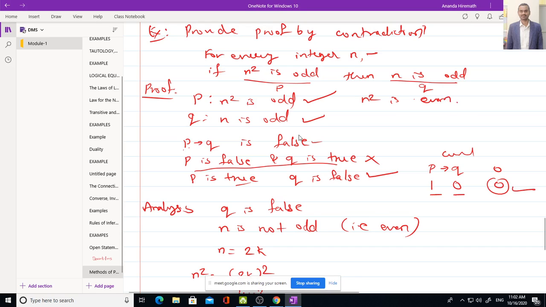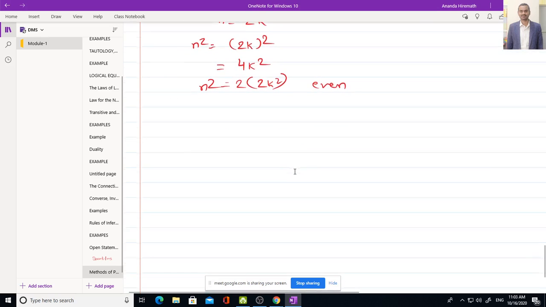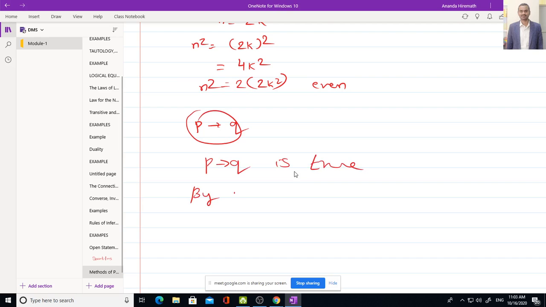But what we have assumed? We assumed that this p is true. Yes, we have assumed that p is true, and now we have proved that this p is false. Now this contradicts. So what we have assumed is wrong. We had assumed that p as true and q as false. So that itself is false, means the given conditional p conditional q is true by proof of contradiction.